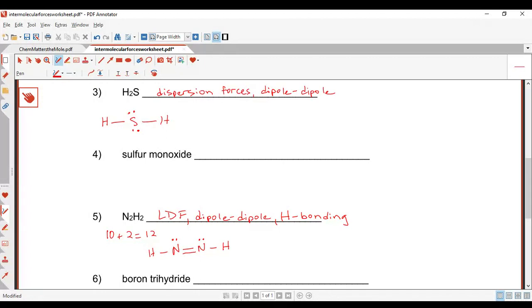Okay, so when you're doing these, you really need to look at your Lewis dot structure. If it's nonpolar, it's going to only be London dispersion forces. If it's polar, you're going to have dipole-dipole and London dispersion forces. And if you have hydrogen attached to either nitrogen, oxygen, or fluorine, and there's lone pairs on that particular atom, then you also have hydrogen bonding. The strongest force will be hydrogen bonding, the weakest will be LDF.